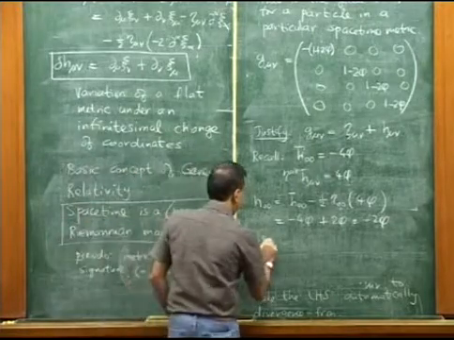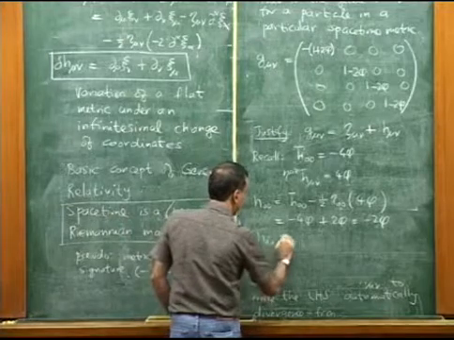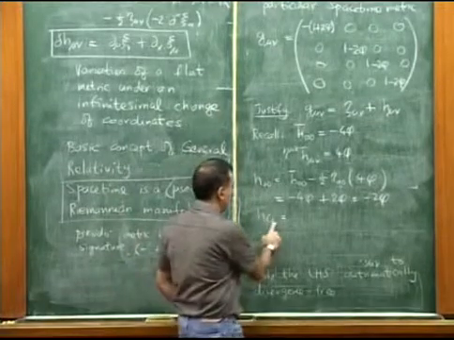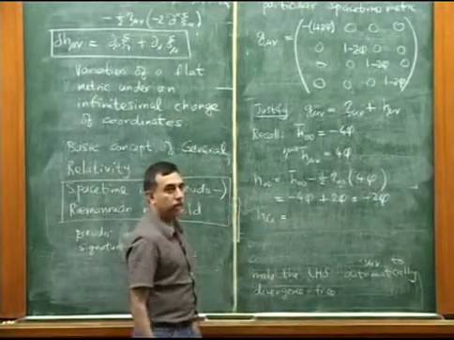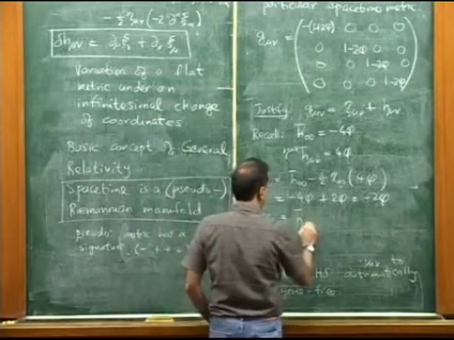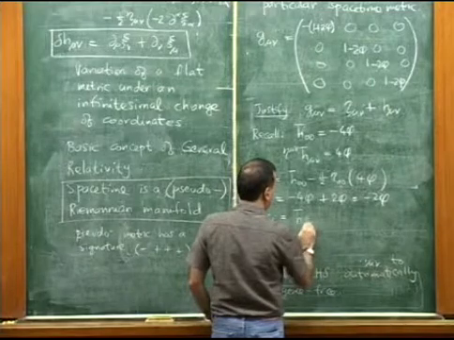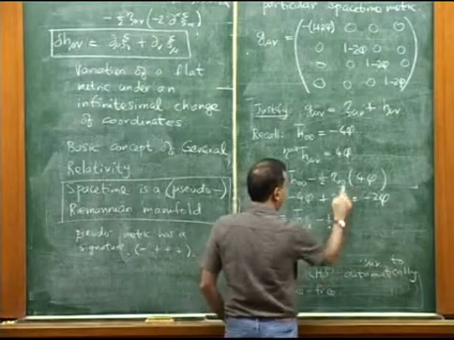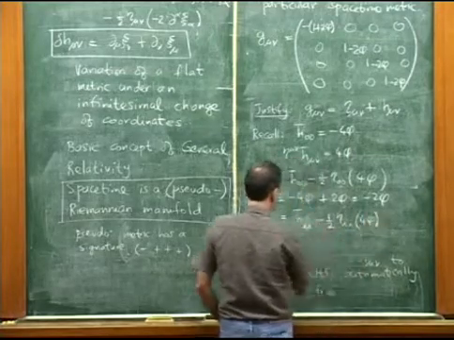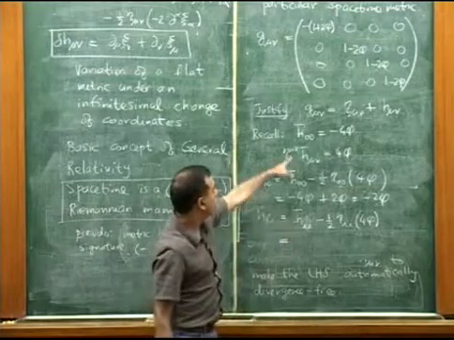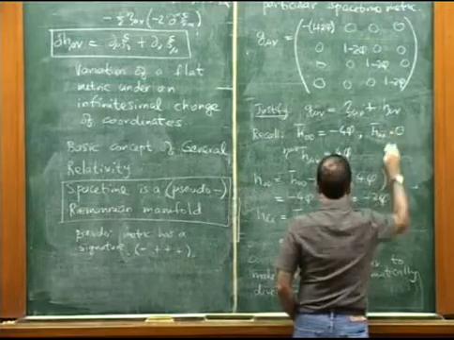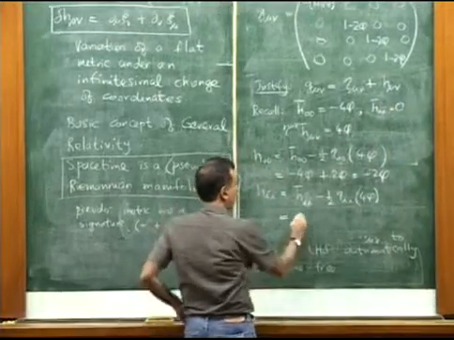What about hij? Well, let's do the diagonal ones. Hii. This means the two i's are equal but they are not summed over. They just take the value 1, 2 and 3. So it's h bar ii minus a half, eta ii is 1, and then the trace 4 pi. Now h bar ii was 0. So this comes to minus 2 pi.